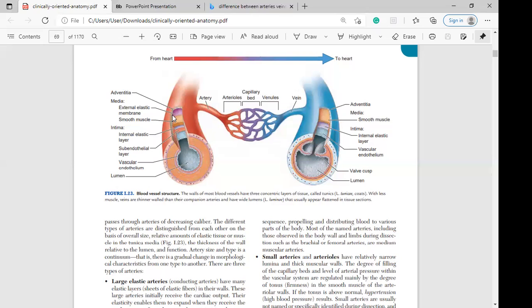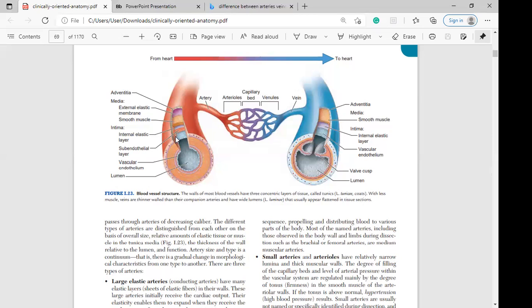And then once you leave the media, you come to the outermost layer, which is the adventitia. So when you see a blood vessel, the outermost layer that you see is the adventitia of that blood vessel. It is the outermost layer. Then when you go deeper, you move past the external elastic membrane and you see the smooth muscles. This external elastic membrane and the smooth muscles make up the Tunica Media. Then when you cut deeper into the blood vessel, you will find the internal elastic layer, which shows that you are now in the intima. And then you see the subendothelial layer, and then the innermost layer, which is the vascular endothelium.